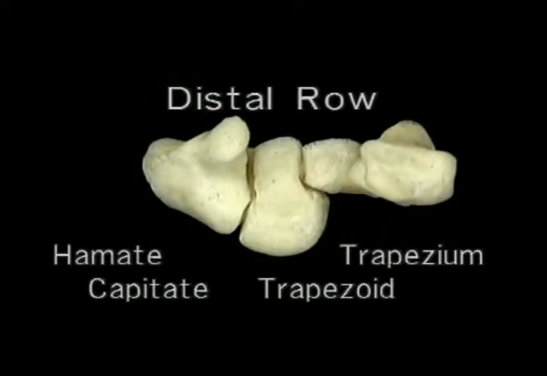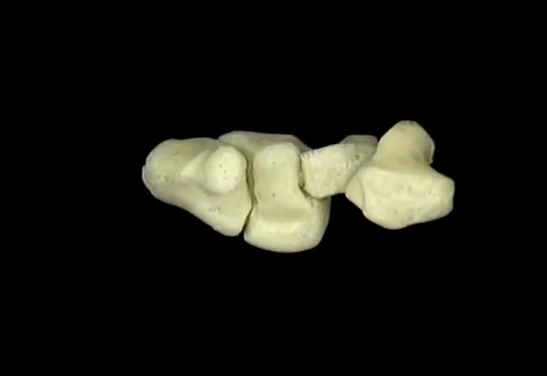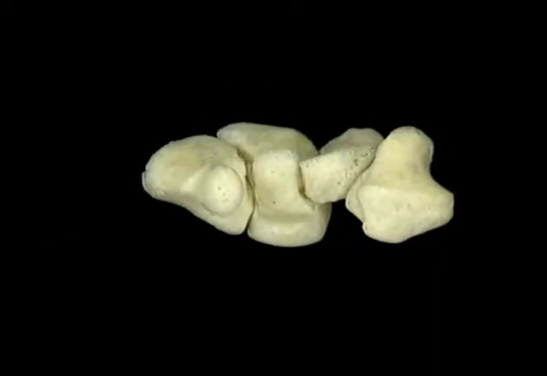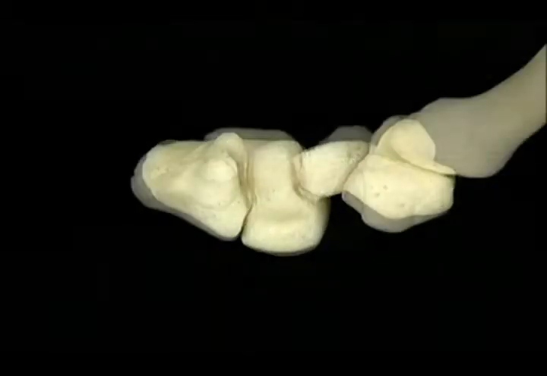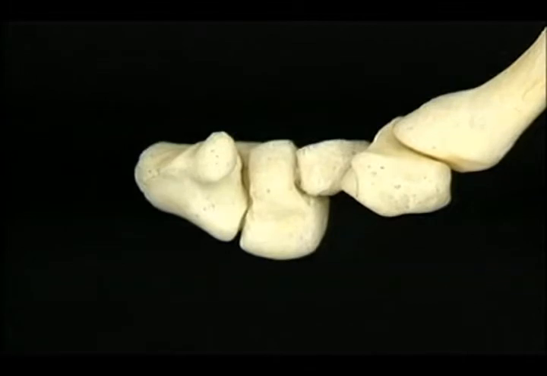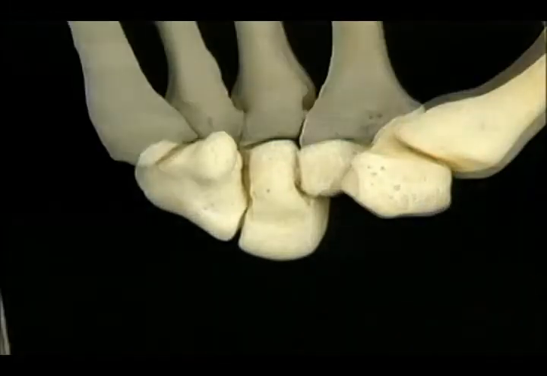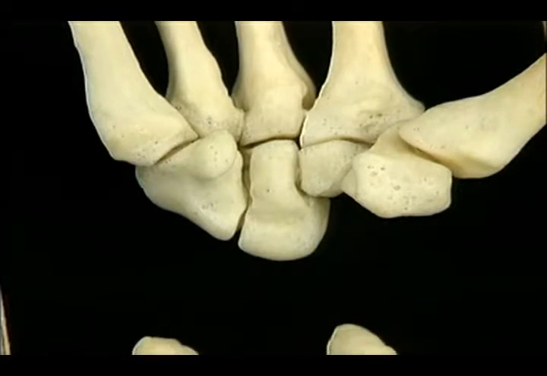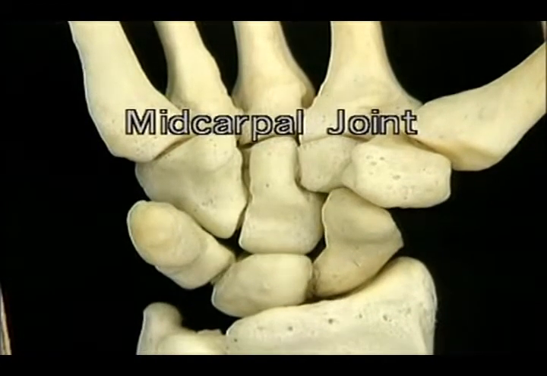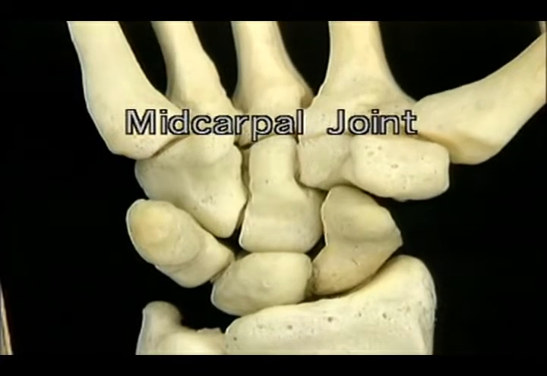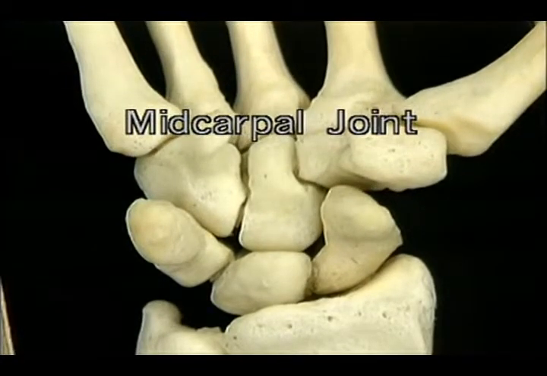The capitate and part of the hamate project proximally. The bases of the 5 metacarpals articulate with the distal row of carpal bones. The first, the one for the thumb, articulates by itself with the trapezium. The other 4 articulate in a row here. The distal row of carpal bones articulates with the proximal row here to form the midcarpal joint. The projecting capitate and hamate fit into the notch in the proximal row.